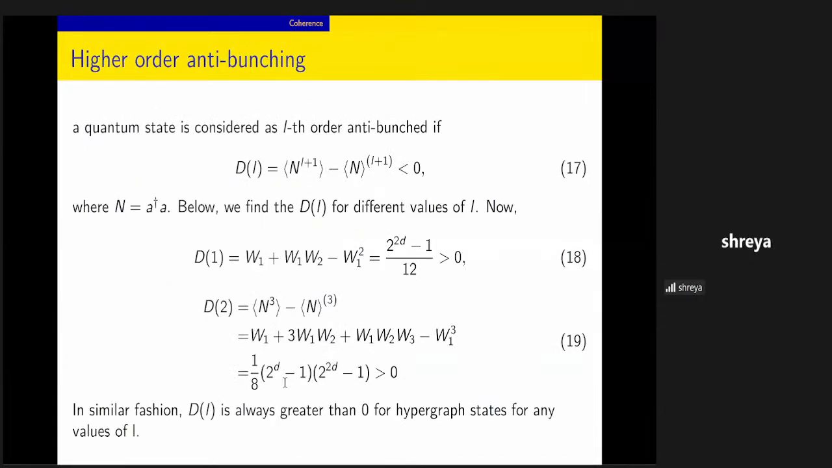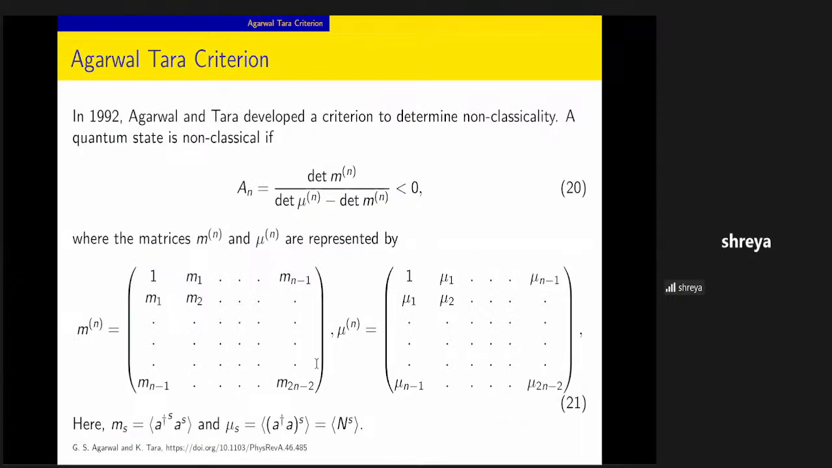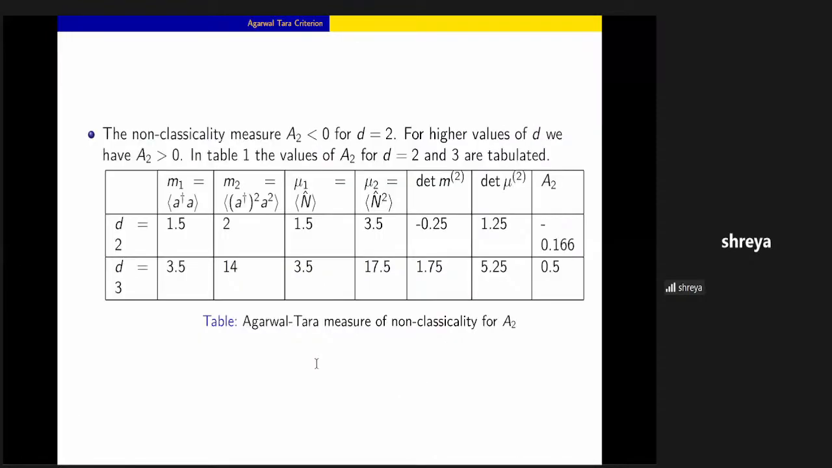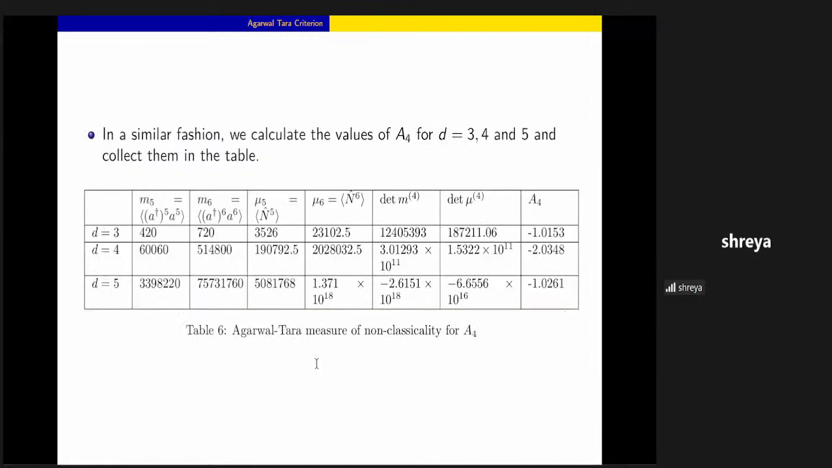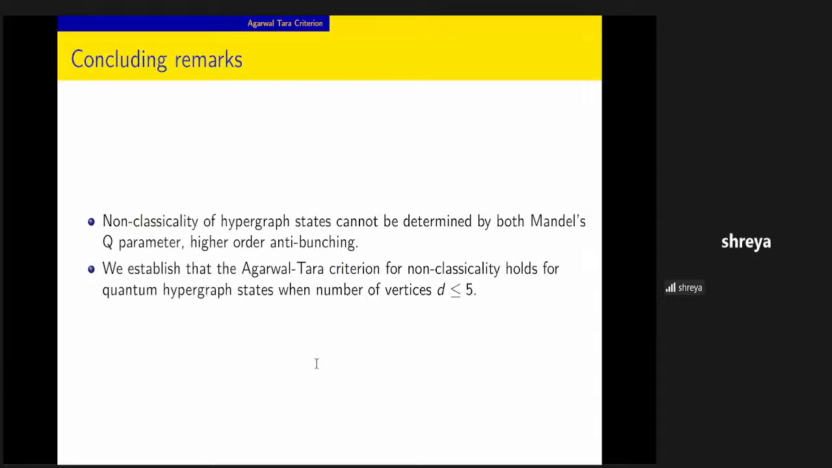After that, we checked for higher order anti-bunching. A quantum state is said to be lth order anti-bunched if D_l is less than 0, and we found that no hypergraph state is lth order anti-bunched. So we moved to the Agarwal-Tara criteria, and using only the Agarwal-Tara criteria can the non-classicality of the hypergraph state be determined. And these are the typical results. That's it, and thank you.